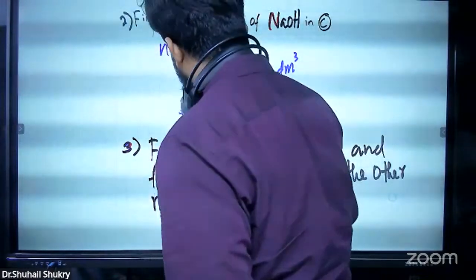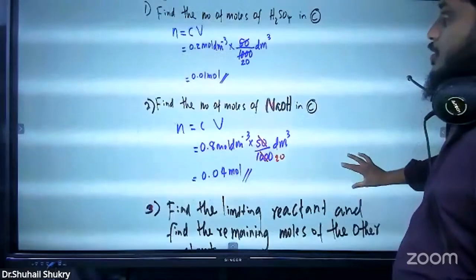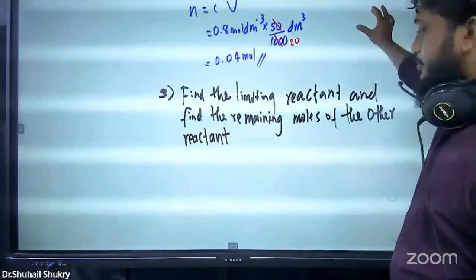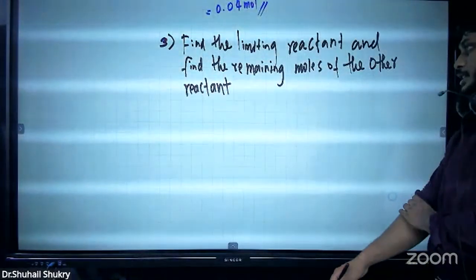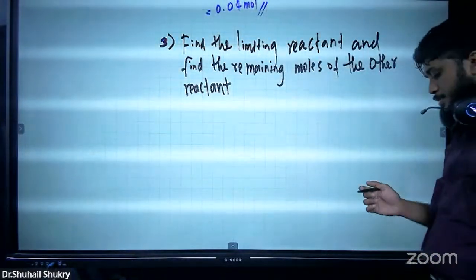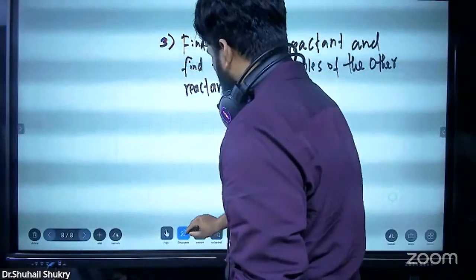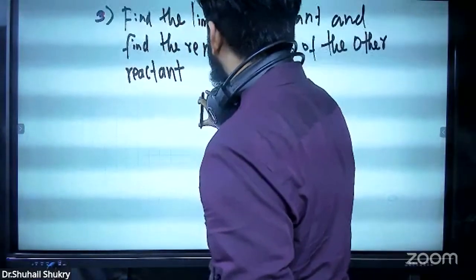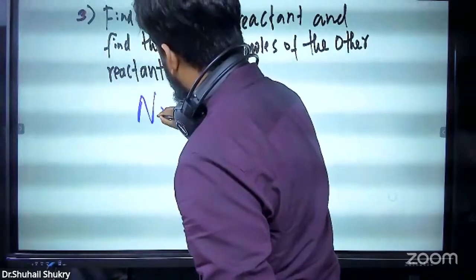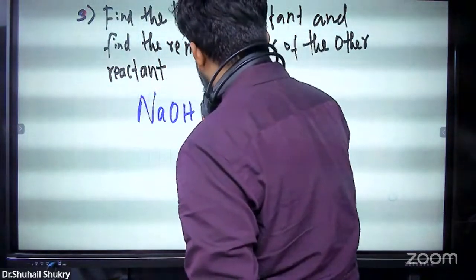Now this is the main part of today's lesson, so I was developing this part. Find the limiting reactant and find the remaining moles of the other reactant. First of all, to get this, I have to write the reaction between these two. If I write the reaction, I can write like this. Sodium hydroxide and H2SO4 are reacting together.